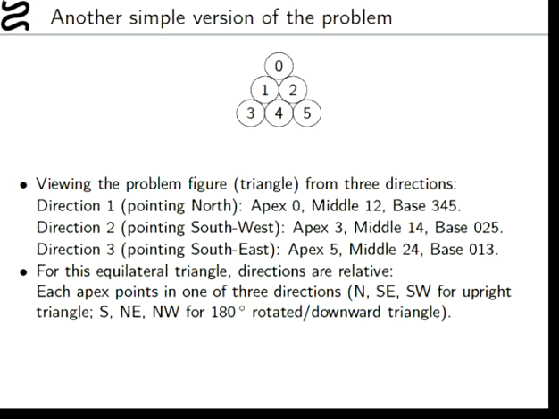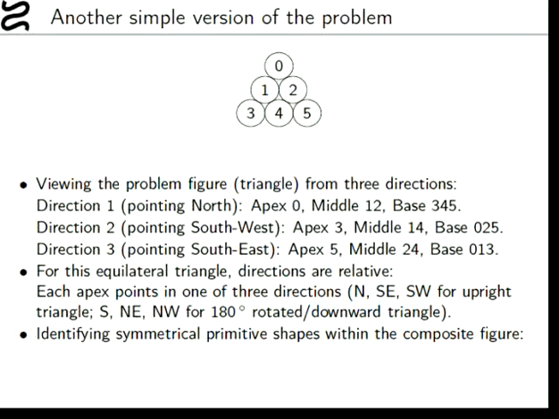Note that all these directions are relative. For this equilateral triangle, each apex points in one of 3 directions: north, southeast, southwest for the upright triangle, south, northeast, northwest for the 180-degree rotated or downward pointing triangle. Depending on your perspective, the same triangle will point in all 3 directions simultaneously, without a single coin having moved.